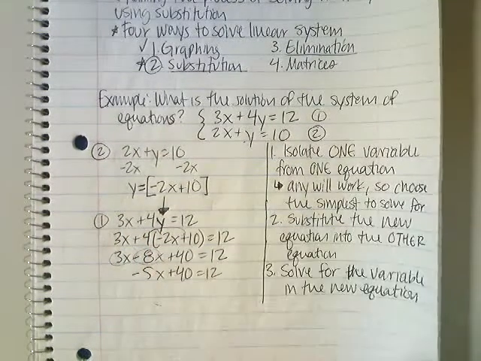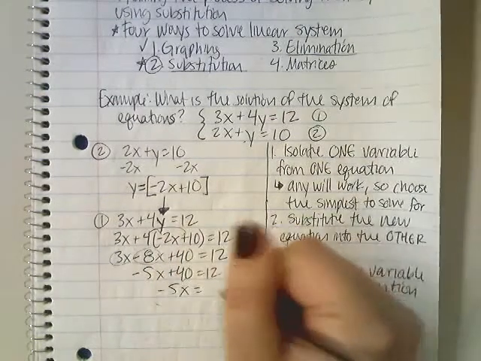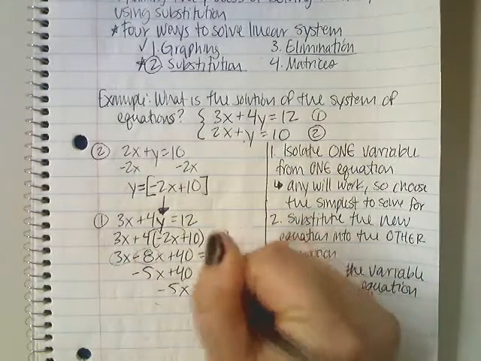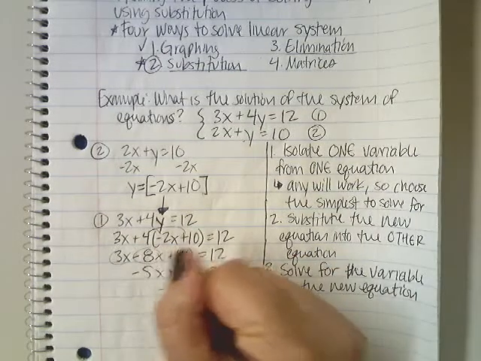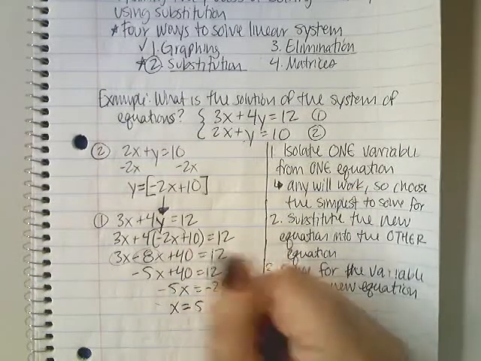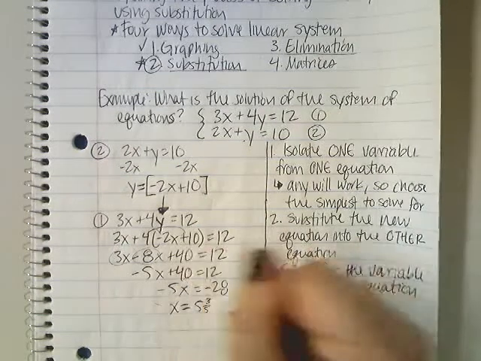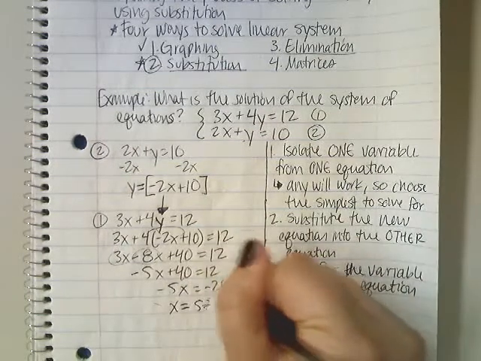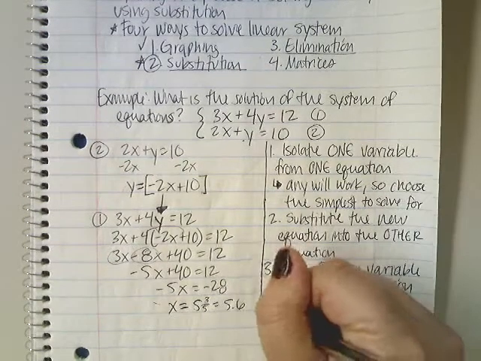I'm going to subtract 40 from both sides. I have negative 5x is equal to negative 28. So 12 minus 40 is negative 28. And my last step is to divide by negative 5, and I get x is equal to 5 and 3/5, which is the same as 5.6. So I get 5.6 for x.